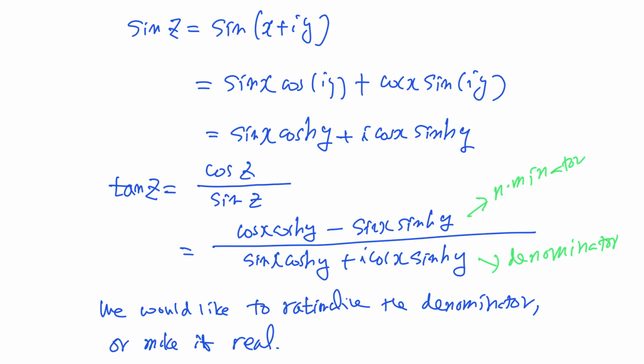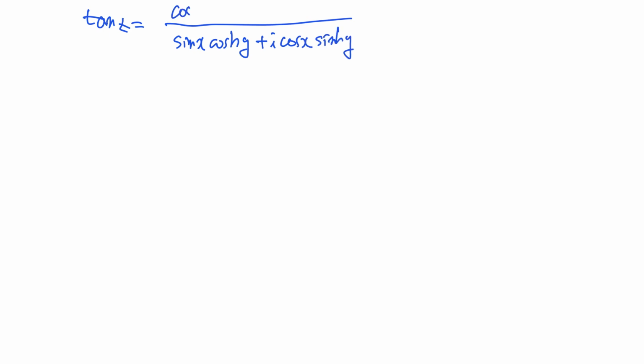이거 바꿔야 되겠다, 그렇지? 코탄젠트 이렇게 바꾸면 되겠지? 공지하겠습니다. 그러면 so tangent z is sine x cosine hyperbolic y plus i cosine x sine hyperbolic y, over cosine x cosine hyperbolic y minus i sine x sine hyperbolic y.